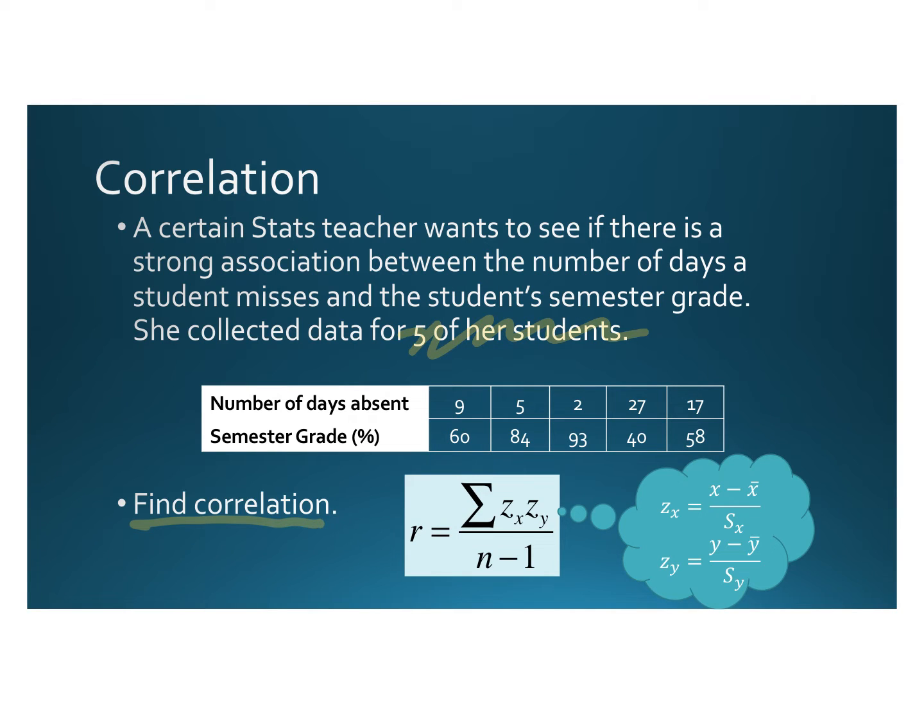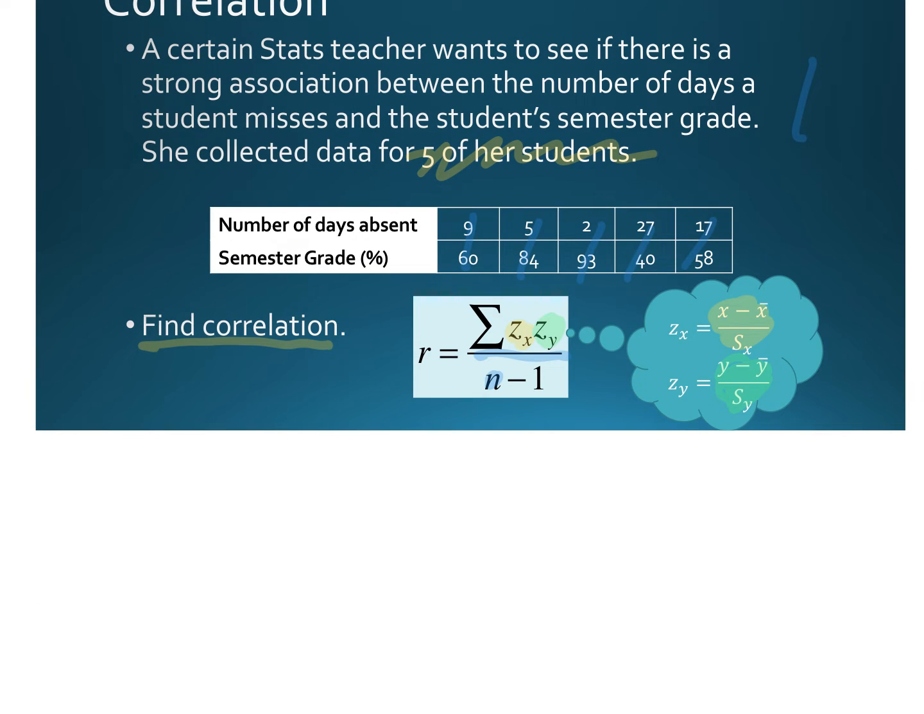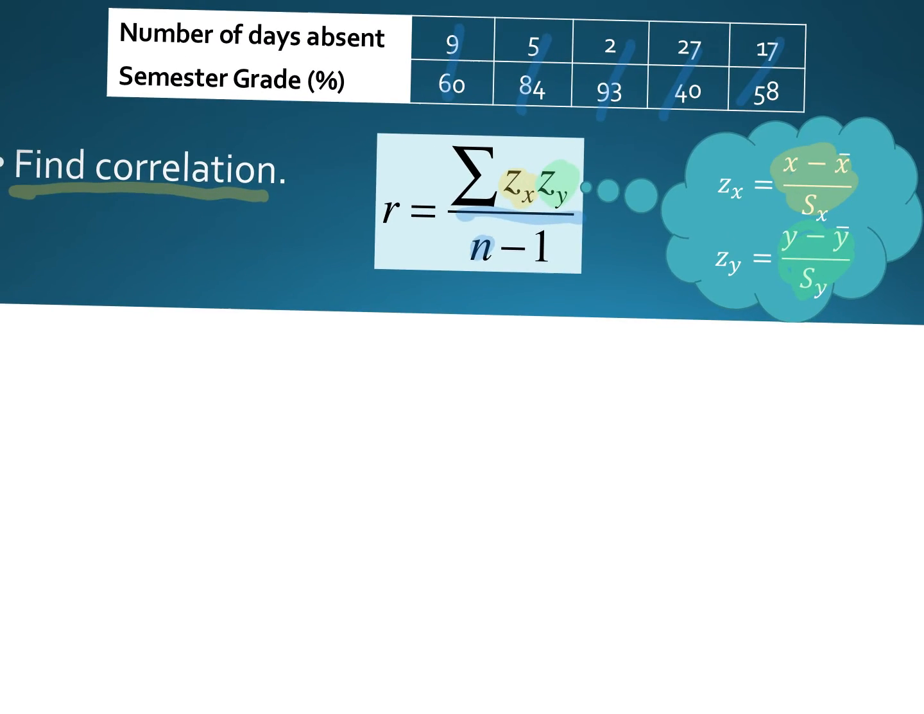So essentially what you're going to do is find your z-scores for the x coordinates of the ordered pairs. Then you'll find the z-scores for the y coordinates of the ordered pairs. You'll multiply those together. You'll divide by 1 less the number of ordered pairs. And that's it.